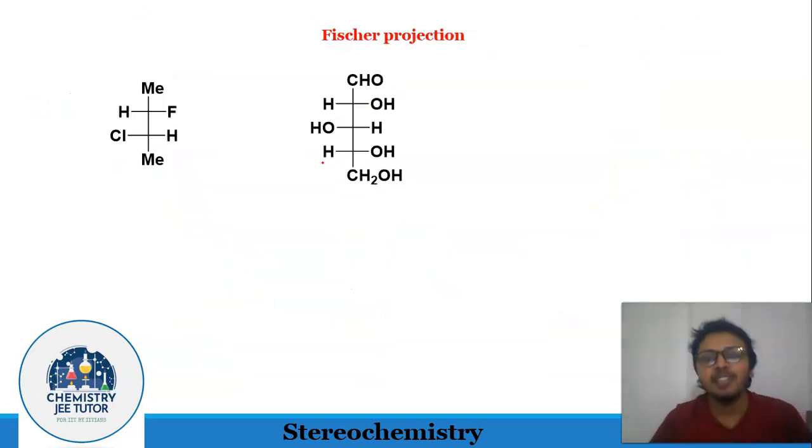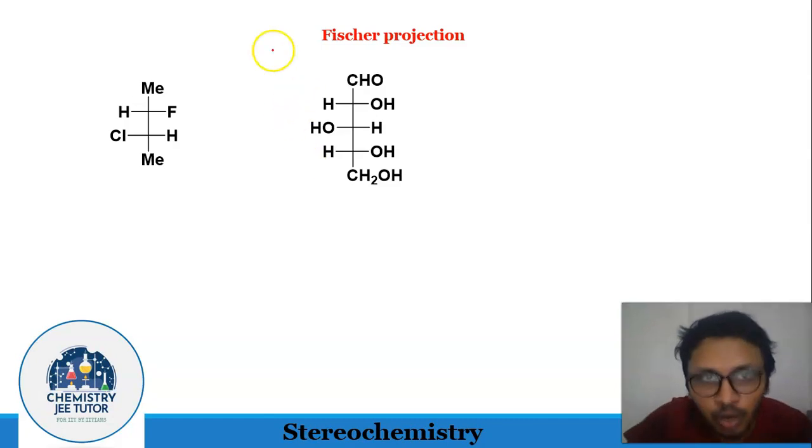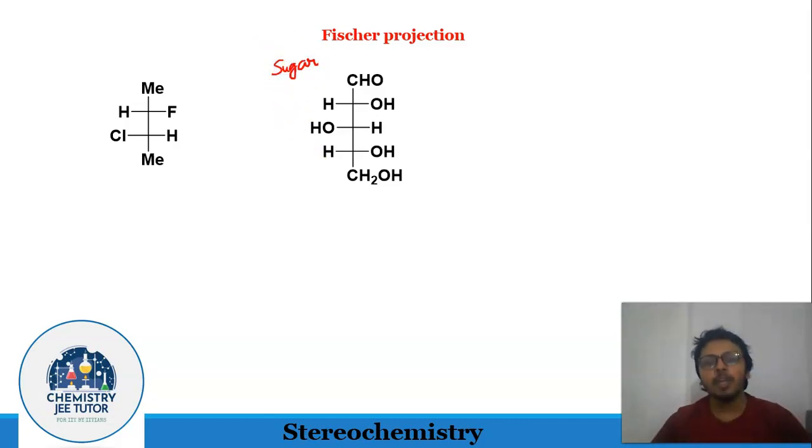Let us look at the last step of it. We'll learn the Fischer projection. These are simple examples of Fischer projection. This is a sugar molecule. And if you have come across many sugar and carbohydrate molecules, you will see that they are represented in Fischer projection. It is much easier to represent them in Fischer projection.